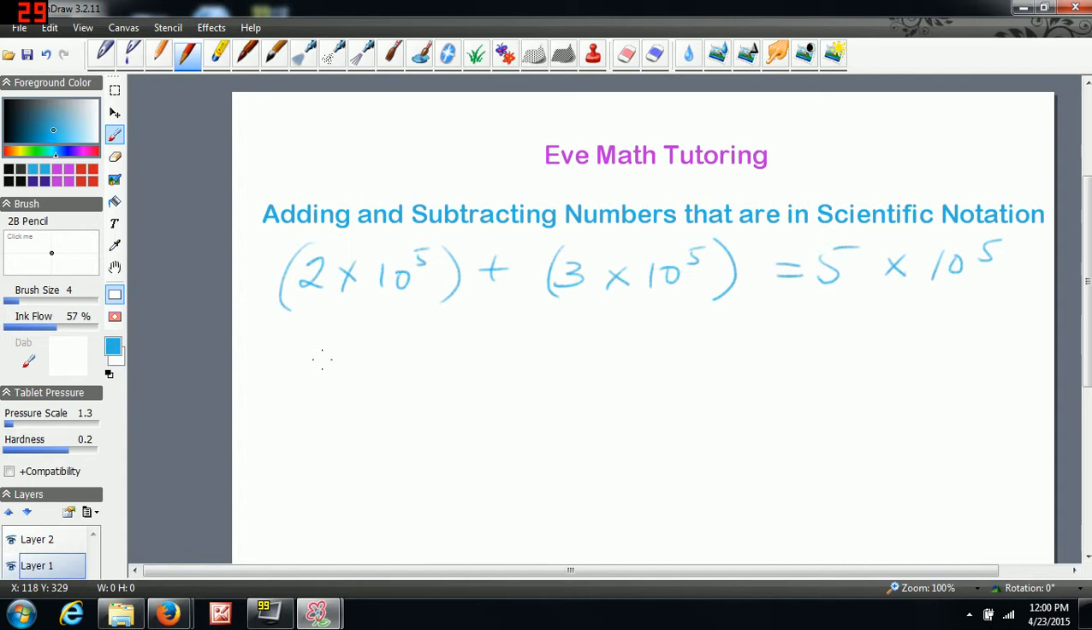Okay, so if we did another example with subtraction, it's the same rules for subtraction. So over here we see again that we've got the same exponent, so we just subtract the numbers and then just attach 10 to the 3.